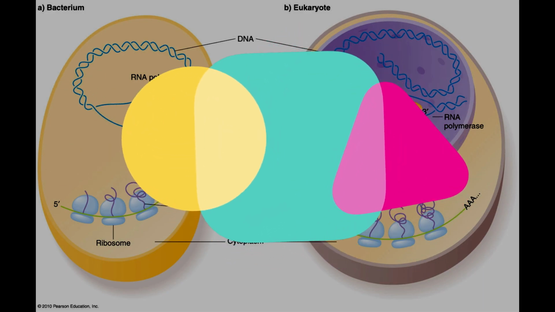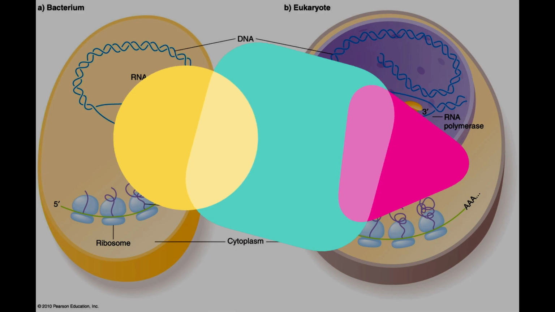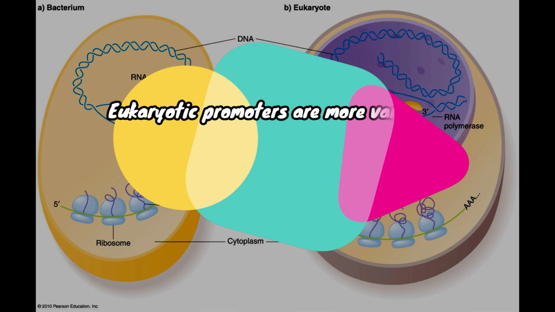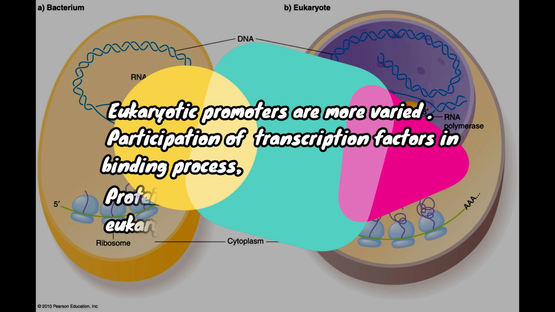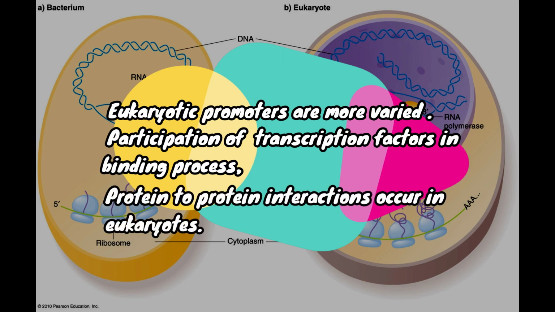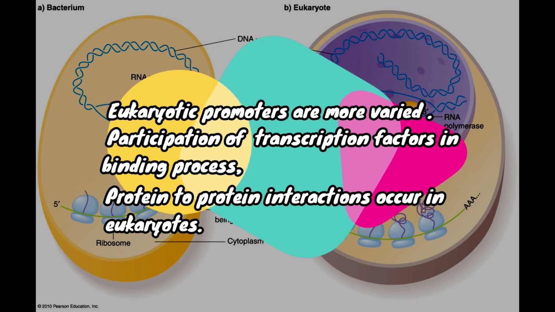Basically, there are three differences between the transcription by RNA polymerase in eukaryotic and prokaryotic cells. The first one is that eukaryotic promoters are more varied due to the multiple forms of RNA polymerase with different specialization. Also, the binding of eukaryotic RNA polymerase to the DNA template requires the participation of transcription factors, while not in prokaryotes. Plus, protein-to-protein interaction also occurs in eukaryotes but does not happen in prokaryotes.